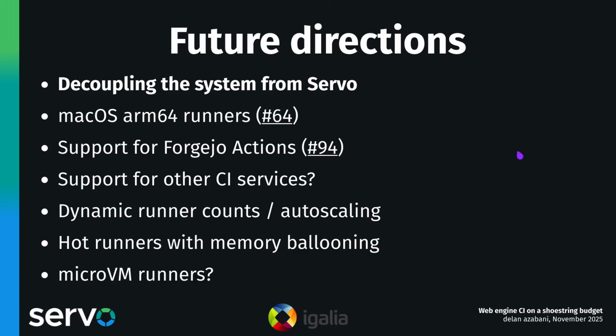Something else that we'll have to do sooner or later is add support for macOS runners on Apple Silicon. That is ARM64. The reason we have to do this is that macOS 26, the most recent version of macOS that came out in September, just a couple months ago, is the last version of macOS that will support x86 CPUs. And at the moment, our macOS runners run on x86 CPUs on the host and in the guest.